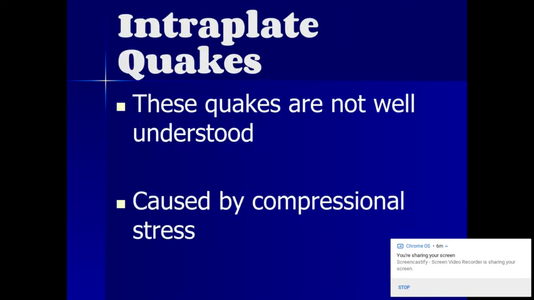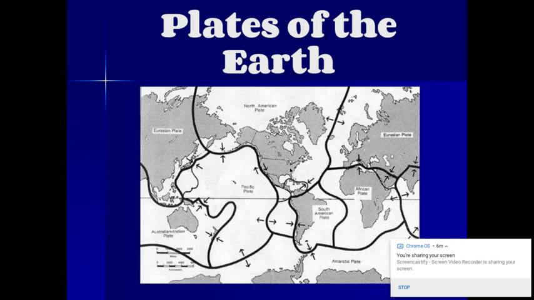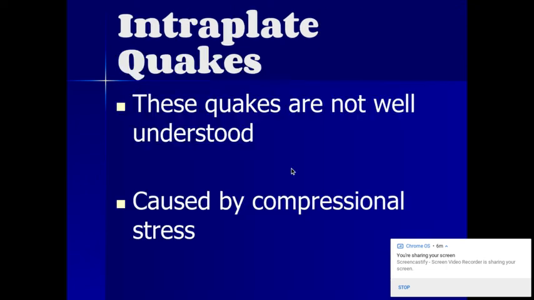Sometimes we have earthquakes that are in the middle of a plate. So if we go back one, we have earthquakes around here in Indiana. Now, are we located near a plate boundary? No, look how far we are. But sometimes we have these earthquakes that occur along these plate boundaries that we don't really know a lot about. Like, why is it happening? How is it happening? And these are typically caused by compression, by some sort of compressional stress within the earth.